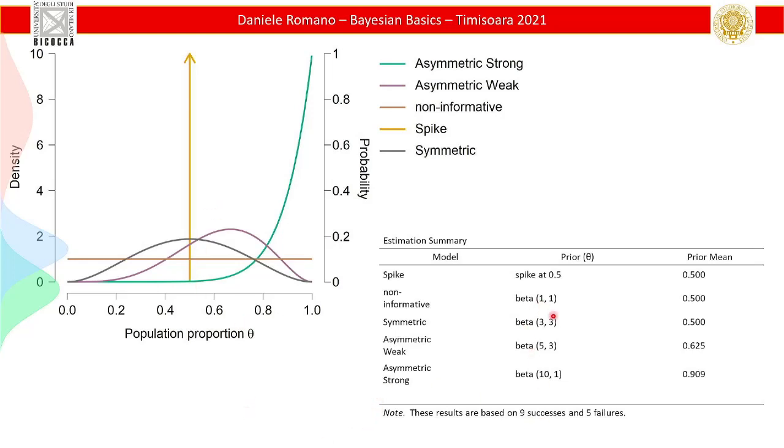So I put these distributions. The beta is non-informative. The symmetric is 3,3. You see this gray line here. Then I put a weak asymmetric, this one, 5,3. You see that it rises and has space to go down. And then I put a strong asymmetric distribution, which is the green one that goes this way. Okay. And this gives you the prior mean. It's the mean of your prior distribution, simply the proportion of your prior parameters.